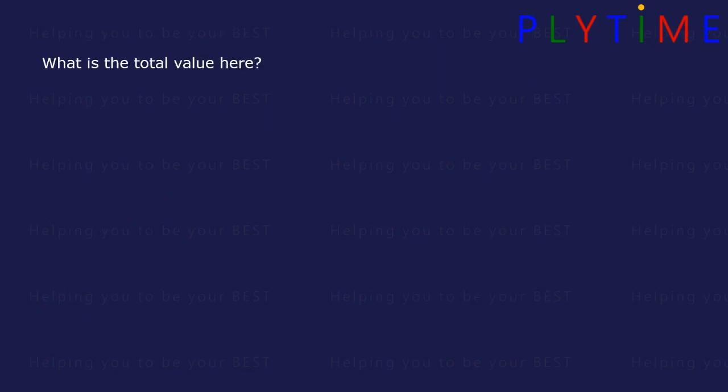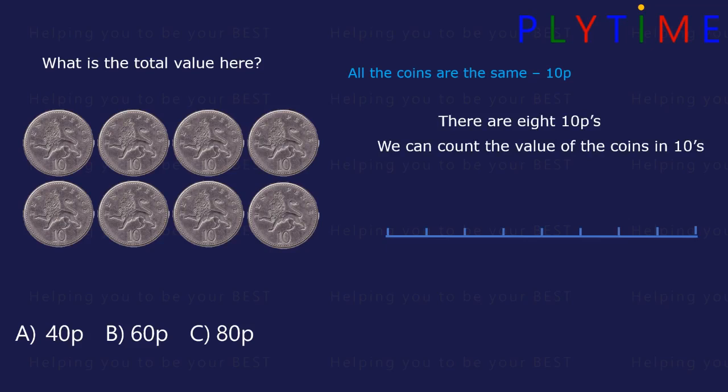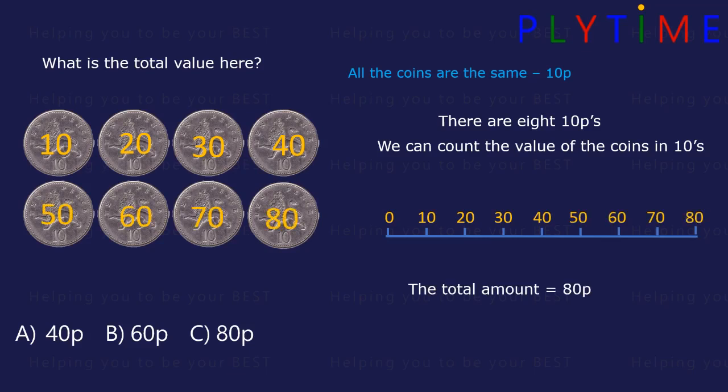What's the total value here? All the coins are the same, they're all 10 pence. There are 8 10p coins. We can count the value of the coins in tens. 10, 20, 30, 40, 50, 60, 70, 80. The total amount is 80 pence, so the answer is C, 80p.